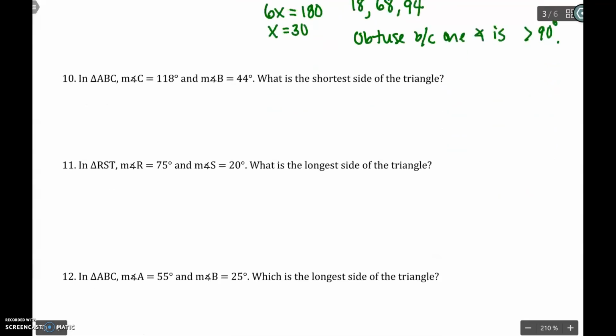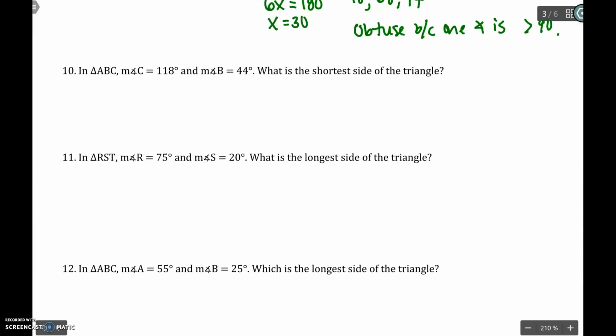Alright, number 10. So we're still dealing with the idea that a triangle adds to 180, but now our question is a little different.